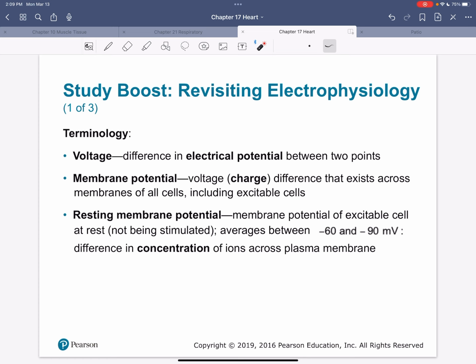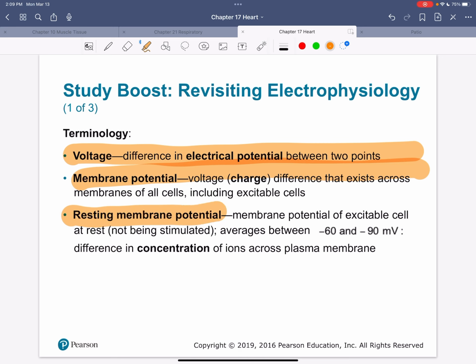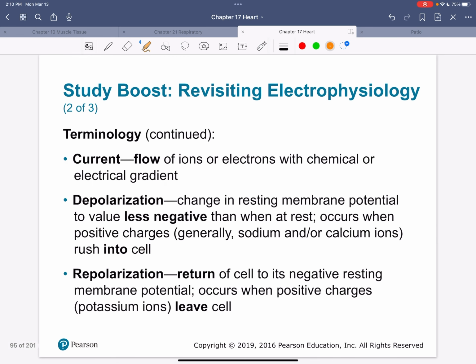And I've included this as a reminder. Voltage is the difference between electrical potential between 2 points. Membrane potential is the voltage charge that exists across the membranes of all cells, including these heart cells. And resting membrane potential is that membrane potential where we have excitable cells at rest. They're not being stimulated right now. And depending where we look, it's minus 60 to about minus 90. And this is a result of difference in concentration of ions across a plasma membrane.